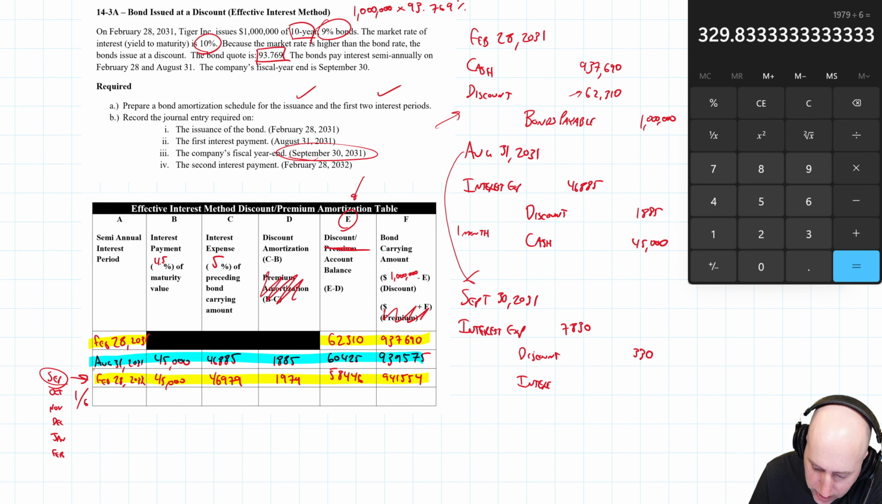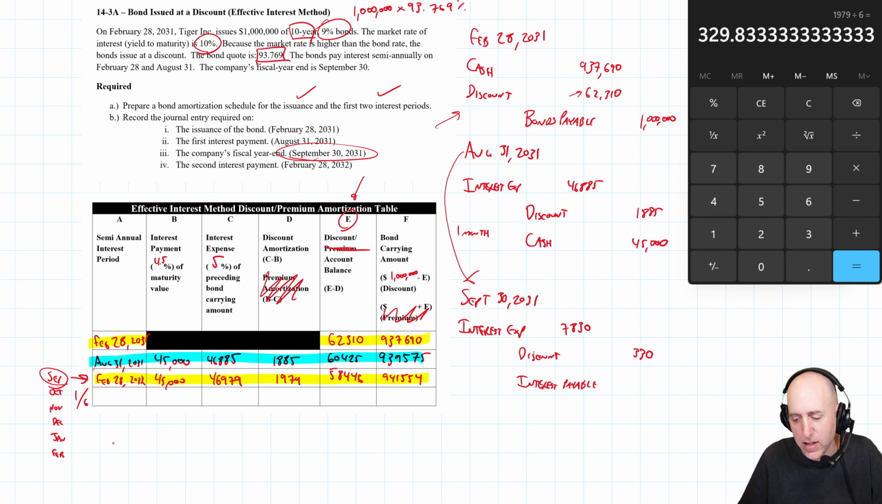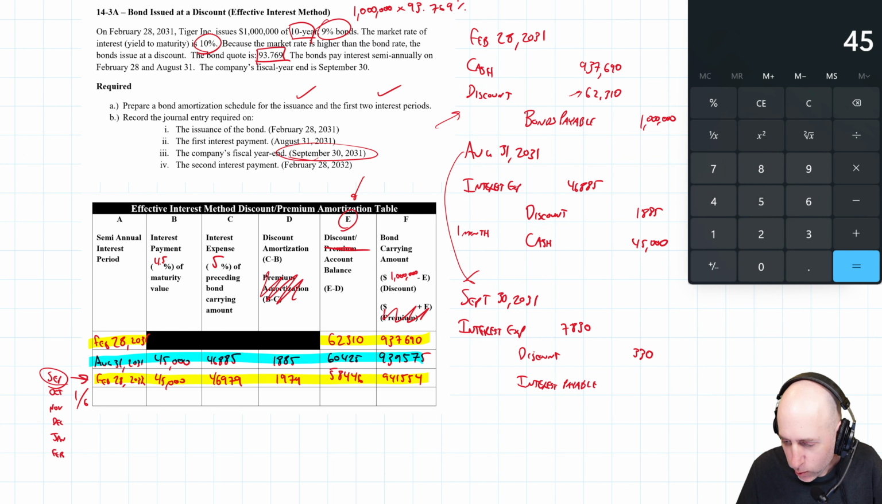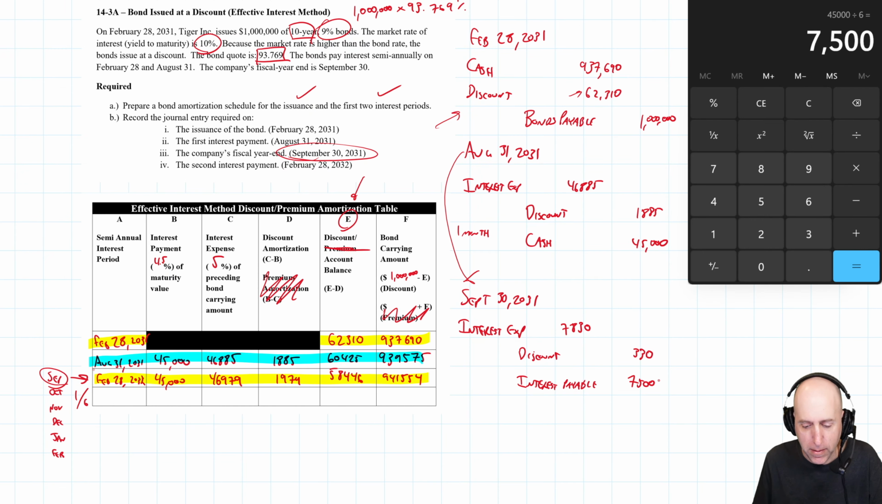And then we credit not cash, we credit interest payable. And the reason we're crediting interest payable here is because it's not a payment date, right? We pay only on February and August. Well, it's not February or August, it's September. So we're not making a payment today. It's just interest that's accruing. And $45,000 would be our payment times 1/6. 7,500 is the first month that's payable.